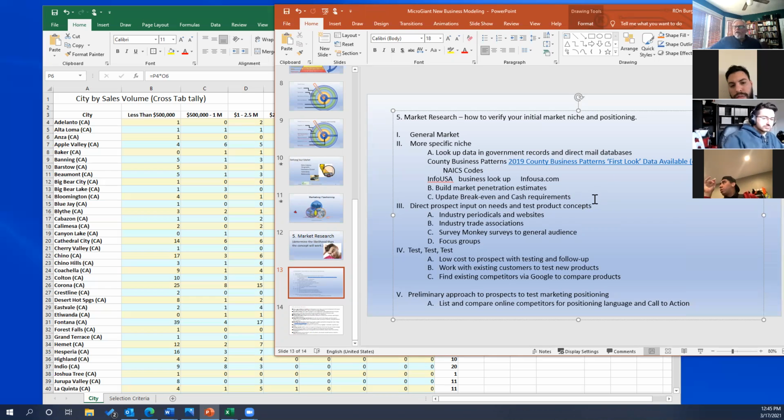A couple ways to do that. You want to go to industry periodicals and take a look at industry web-oriented websites. It's the same thing with trade associations. It's amazing how many are out there, and they're not hard to find. For the most part, you can find an industry publication that you can get online as well. They usually do cost some money. That's how they stay in business.